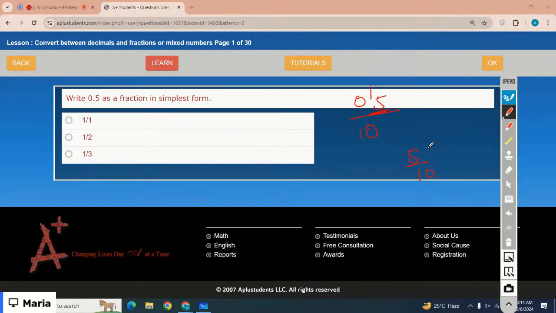You can write it in simplest form. Divide them by the greatest common number, that would be 5. 5 times 1 is 5, 5 times 2 is 10. The correct option is 1 over 2.